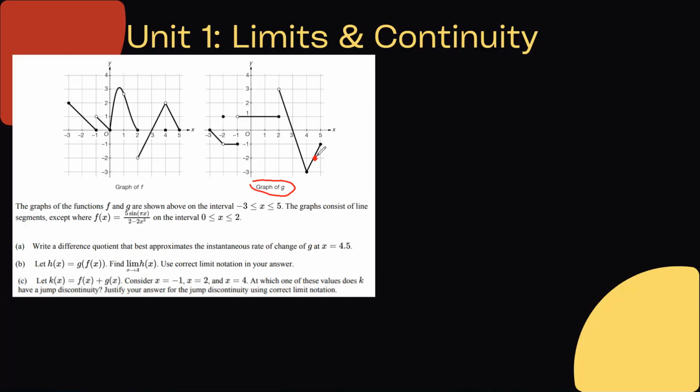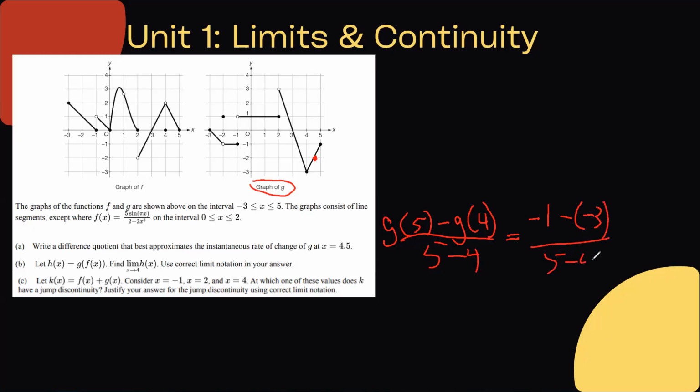Basically, we just need to get the slope. Since it's a line segment, we can do g of 5 minus g of 4 all over 5 minus 4. If you put the actual numerical values, it'd be -1 minus -3 over 5 minus 4. You don't have to actually simplify it the whole way because it just asked for the difference quotient. It didn't ask for the actual value there.